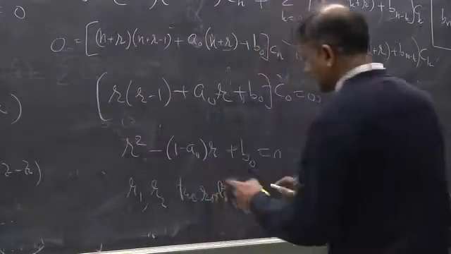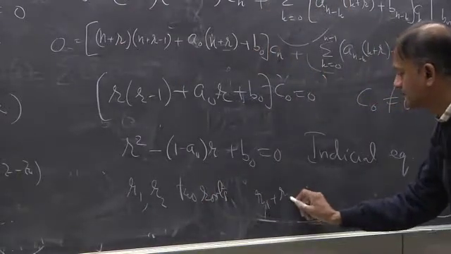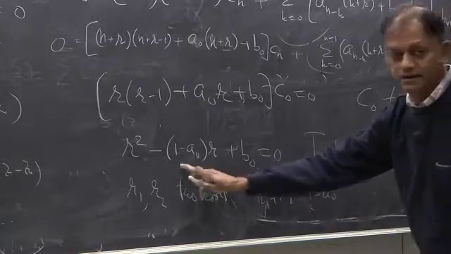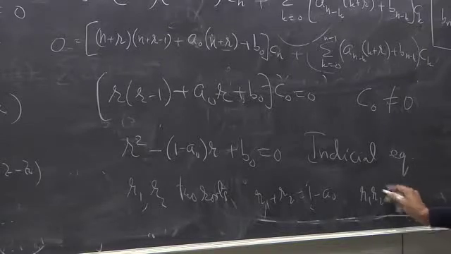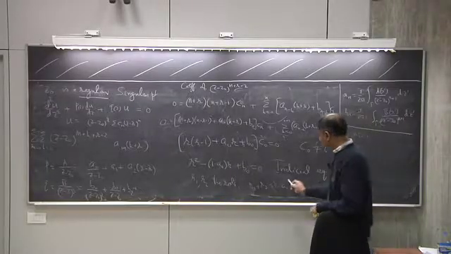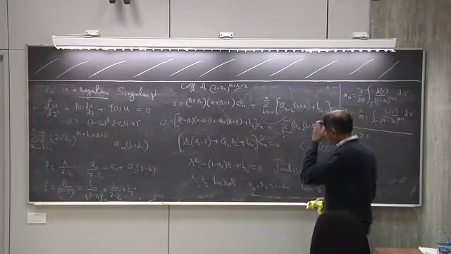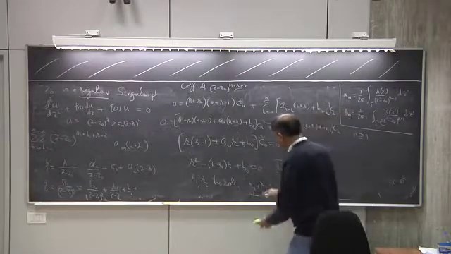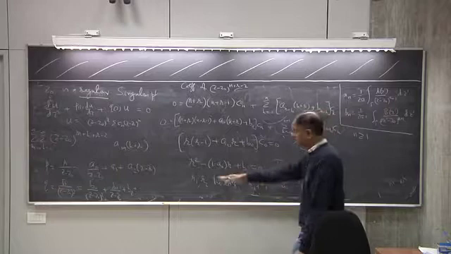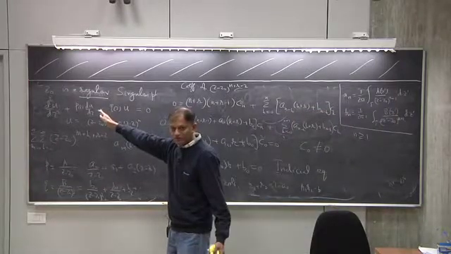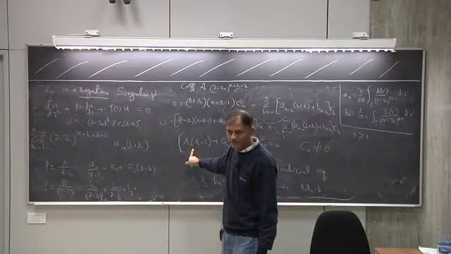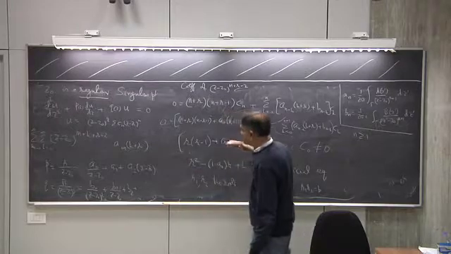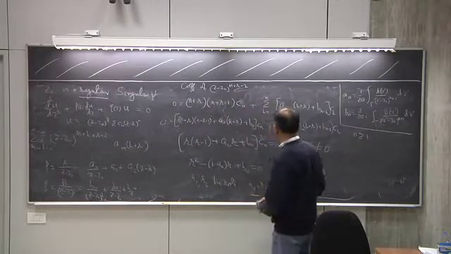But of course, as you know, R1 plus R2 is 1 minus A naught, and R1 R2 equals B naught. That's from the quadratic equation. So I choose one of these, R1 or R2. I'm forced to choose it, otherwise there is no way I can satisfy this equation. Already for n equal to 0, I cannot satisfy this equation, right? But once I have chosen one of them, R1 or R2, then I go ahead.